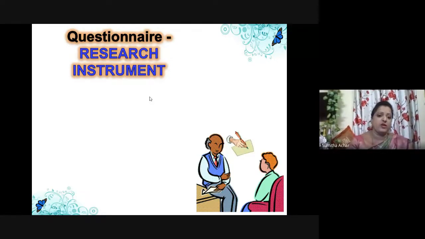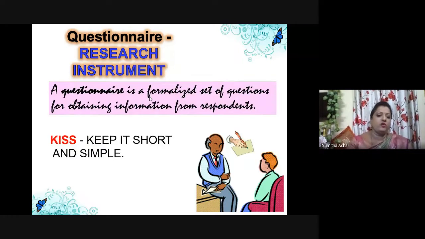If I have to talk about a questionnaire, you should give me 4 hours, right? It has so much content in it. But since it has already been discussed, I will give you a surface-level understanding of this research instrument. All of you know what a questionnaire is. It is a formalized set of questions for obtaining information from the respondents. You can keep it structured, you can keep it unstructured.